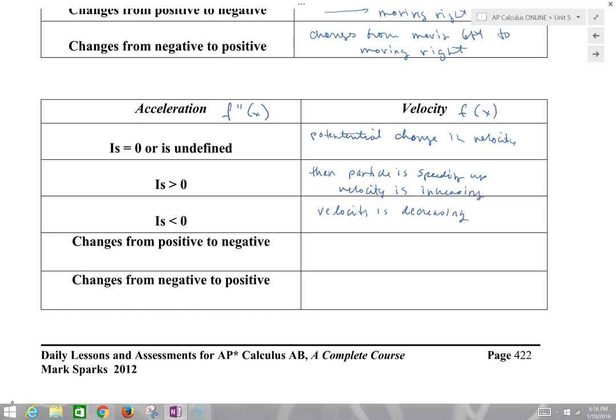When it changes from positive to negative, well, it had to go through 0, so the potential change in velocity is now a change. When it goes from positive to negative, it changes from increasing to decreasing. So it was speeding up, and now it's slowing down. It goes from negative to positive, from decreasing, where it's slowing down, to increasing, where it's speeding up.